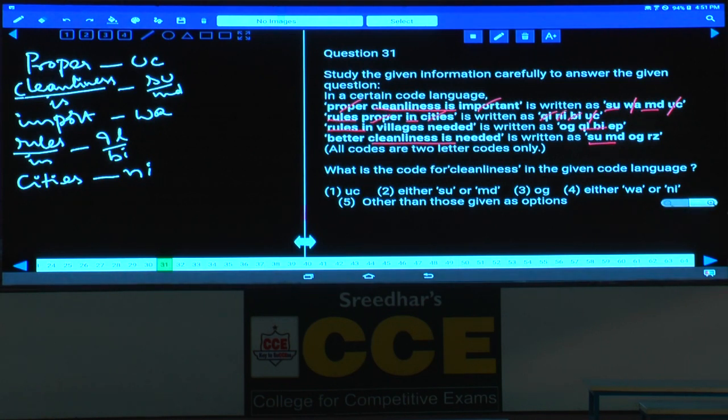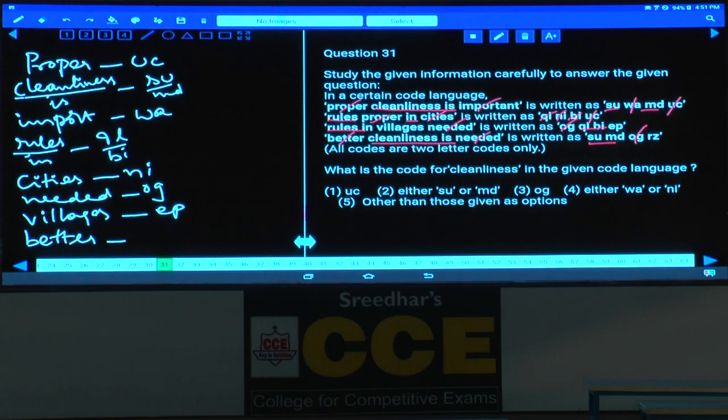Then villages and needed. What is the word which is common between these two? Needed is the word which is common. And what is the code common between these two? OG is common. And the code to the word needed is OG. Then what is the word left over in statement 3? In statement 3, villages is the word left over, and the code which is left over is EP. Similarly in the fourth statement, better is the word left over, and the code which is left over is RZ. Now these are the words and their corresponding codes.